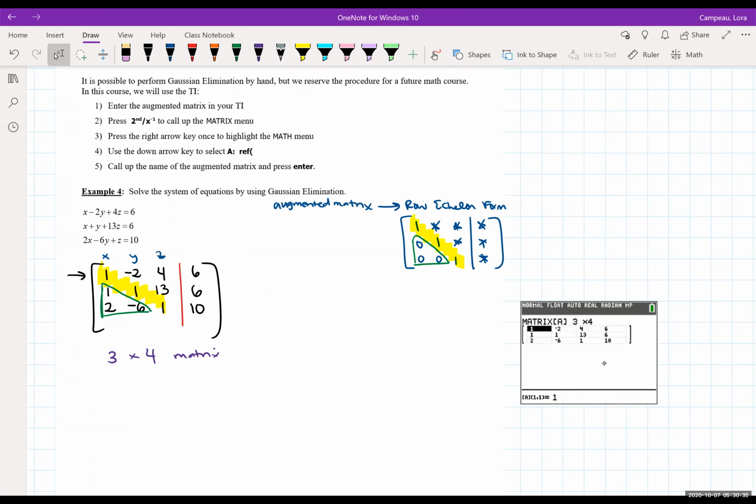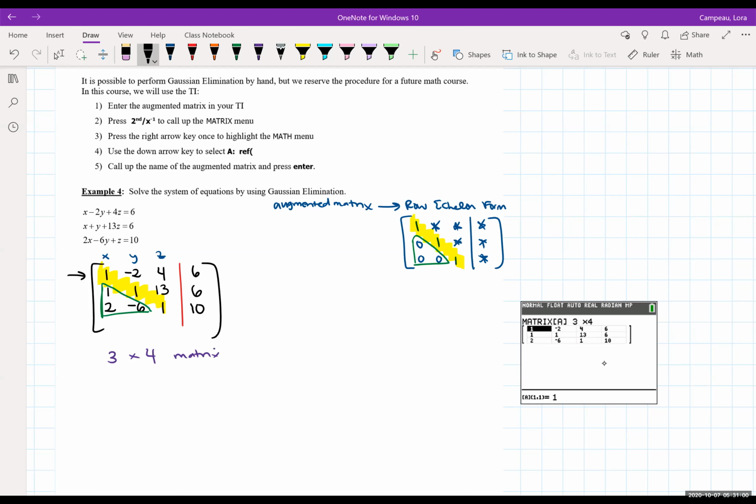So I'm very, very big on really taking the time to compare the matrix that you entered to your actual augmented matrix that you wrote down. So I'm just double checking each row, 1, -2, 4, 6, 1, 1, 13, 6, 2, -6, 1, and 10, and I'm feeling pretty good. Yes, I have everything taken care of.